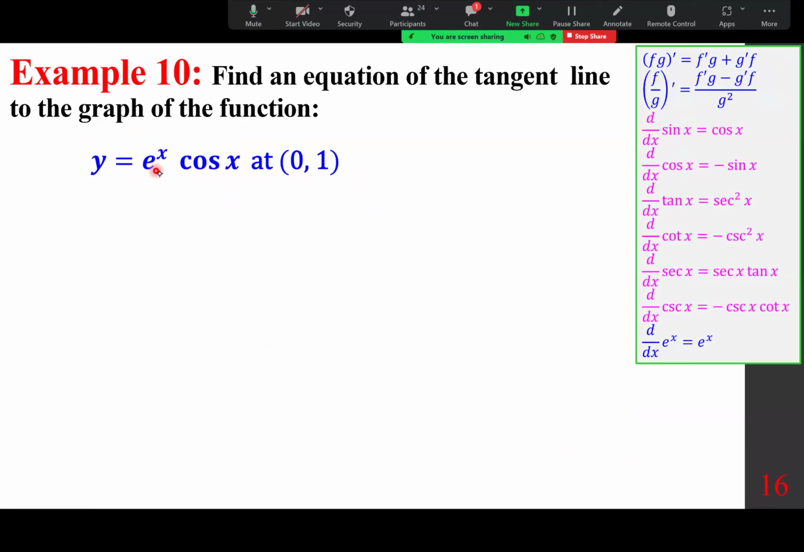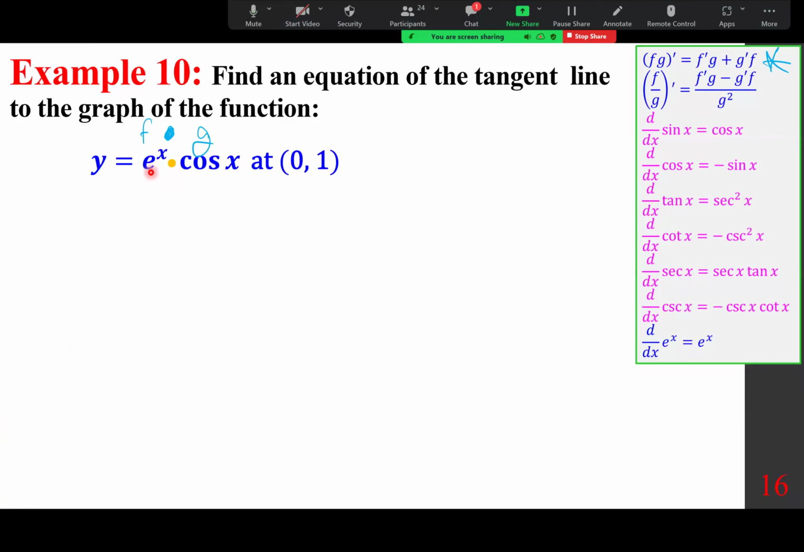The second thing you need is the slope. To find the slope, you are going to differentiate and then evaluate it at the x coordinate. So we are going to differentiate, and to do so, I'm going to put a raised dot here, showing everybody that I have to use the product rule. And so f prime g plus g prime f.